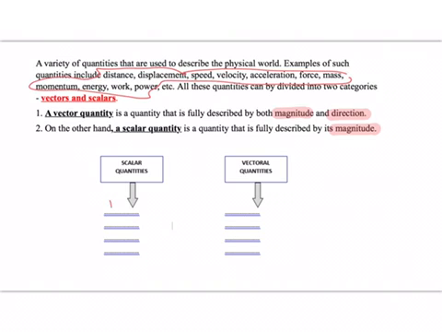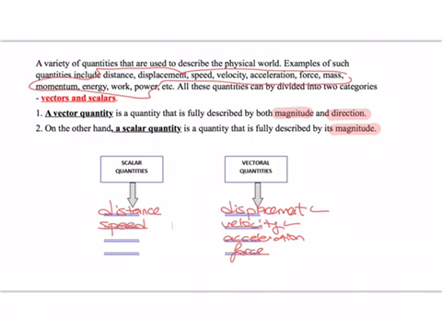For example, distance is a scalar quantity while displacement is a vector quantity because it has a direction. Speed is a scalar quantity, but velocity is a vector quantity because in velocity there is direction. Acceleration is a vector quantity. Force is a vector quantity.